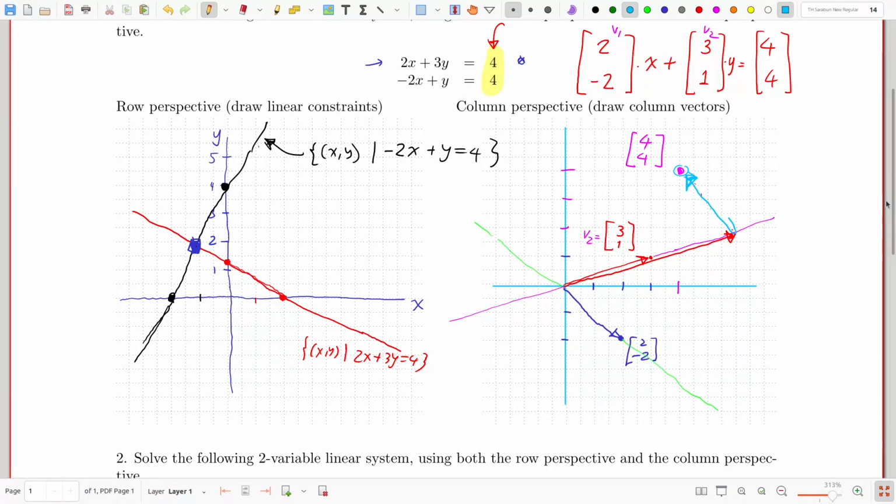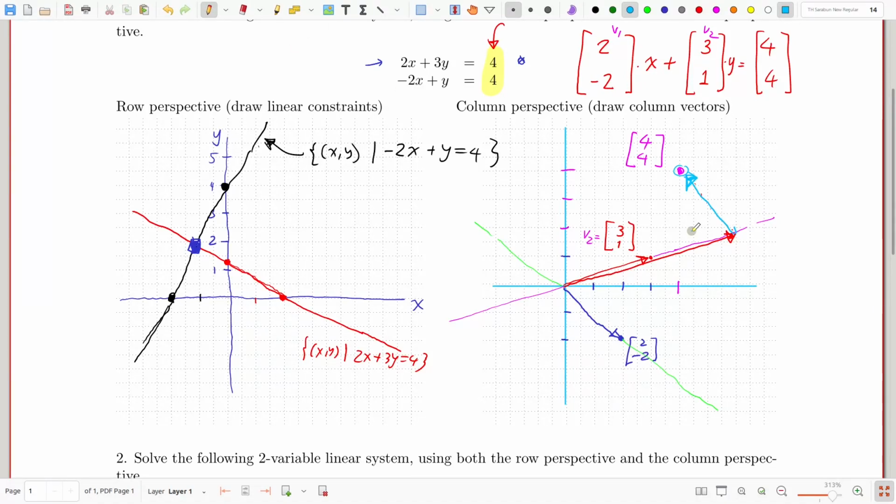Here x is something like minus something, and y is roughly 2. So you multiply by roughly 2 here and roughly minus 1 here to get to (4, 4). So this is the column perspective for solving this system of linear equations.